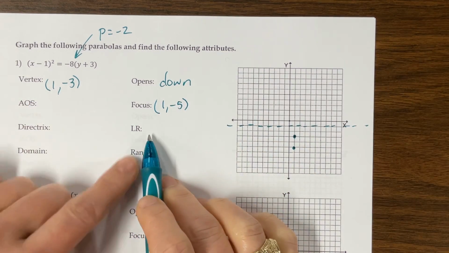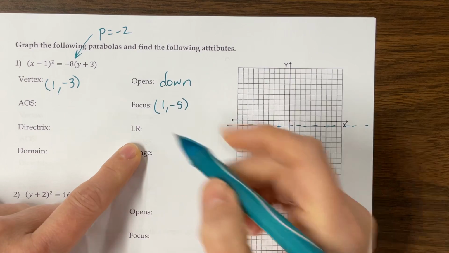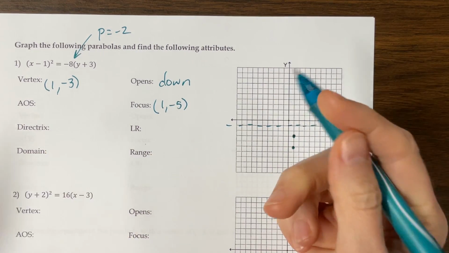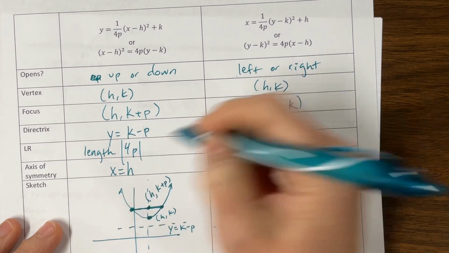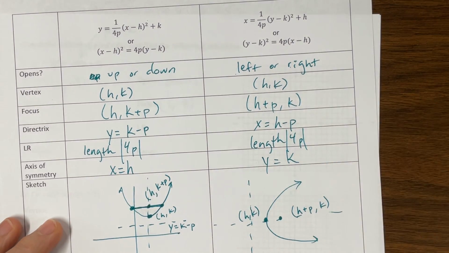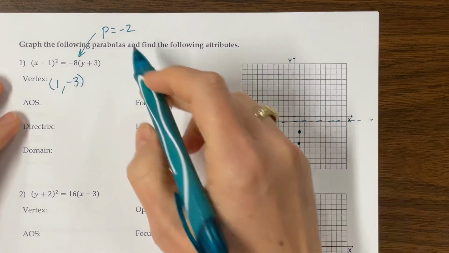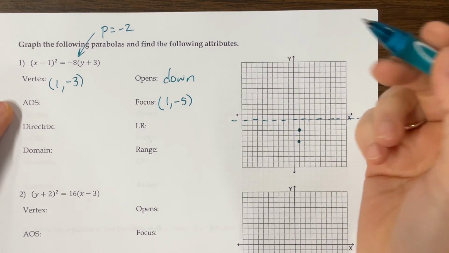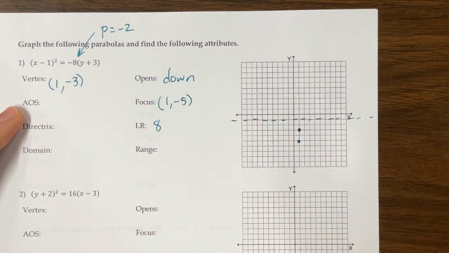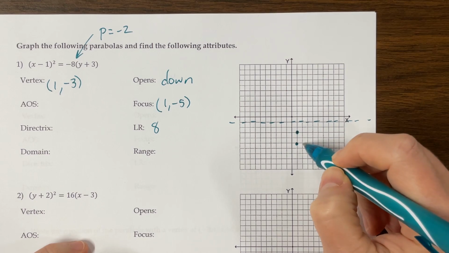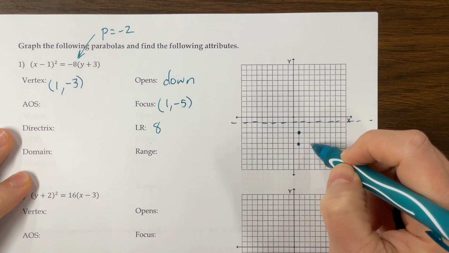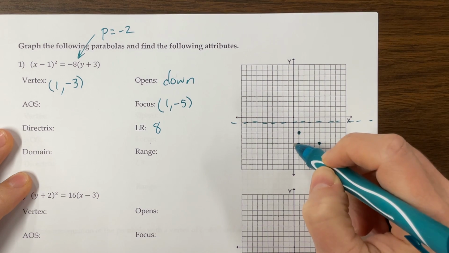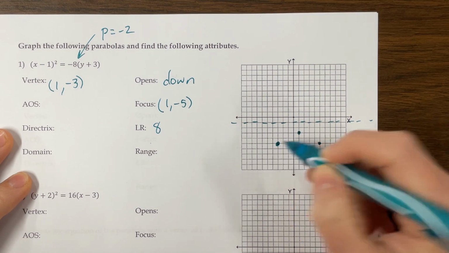The LR has a length of 4 times this, so it's the absolute value. I forgot to say that. Let's come back over here. The LR is the absolute value of 4p. So 4 times that is 8, so the LR has a length of 8 units. We're going to come from this focus and go 1, 2, 3, 4 units there.